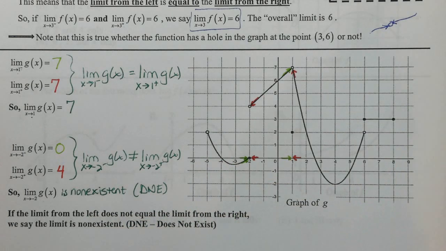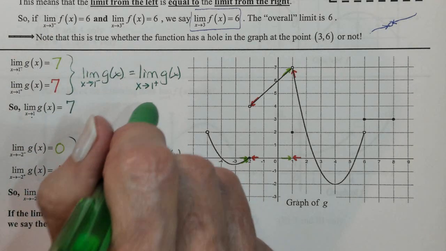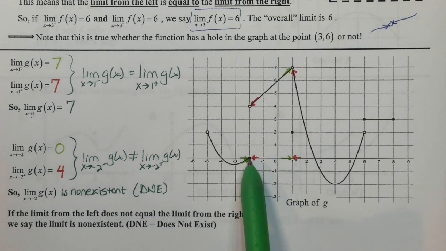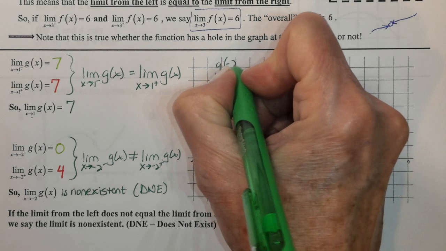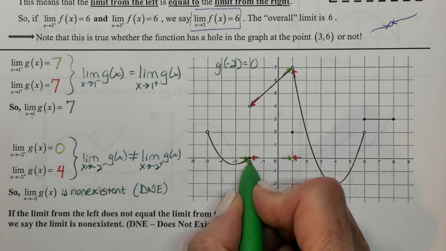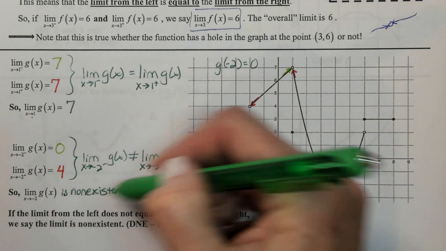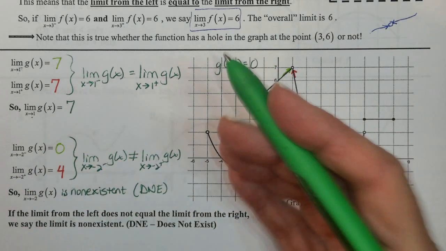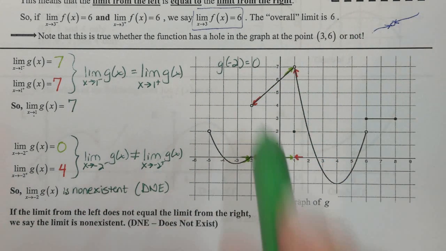So, it does not matter where the actual value of g is. In this case, the actual value of g at x, g of -2, is 0, right? G of -2 is 0. Doesn't matter. It does not matter for a limit. It matters for continuity, which we will be talking about later on in this unit, but it does not matter for the limit.